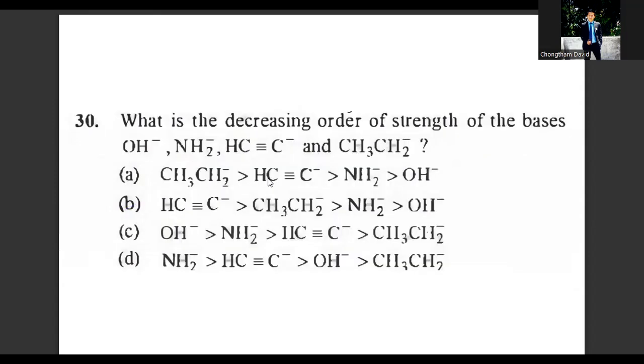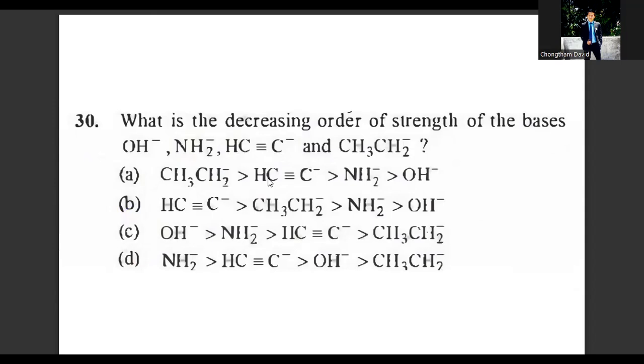Question 30. What is the decreasing order of the strength of the bases hydroxide, amide? Stronger the acid, weaker the conjugate base. Weaker the conjugate base, stronger the acid. Or weaker the acid, stronger is the conjugate base. That you have learned in the equilibrium part, acid and base part.